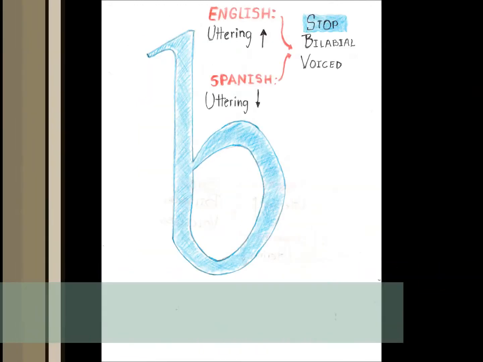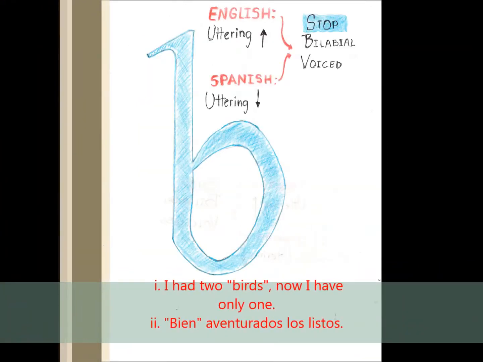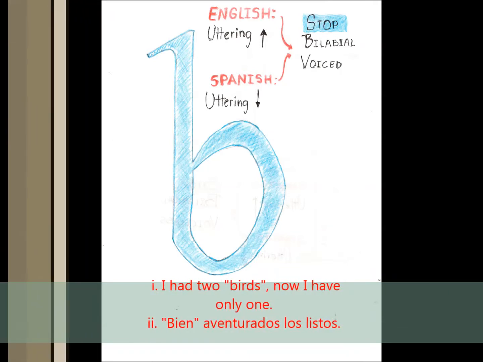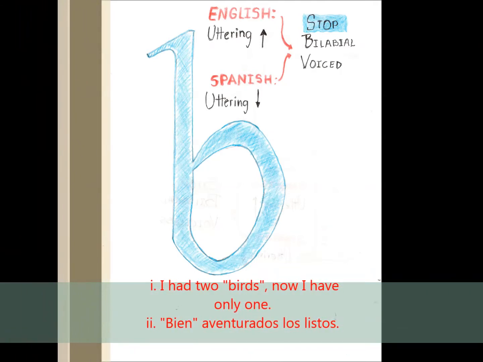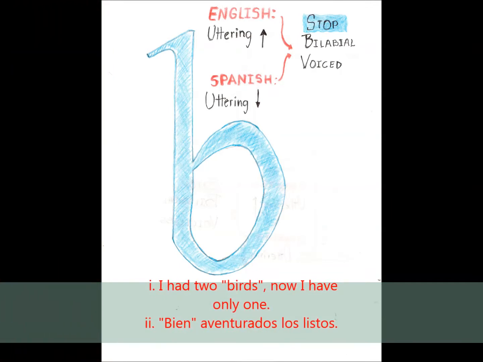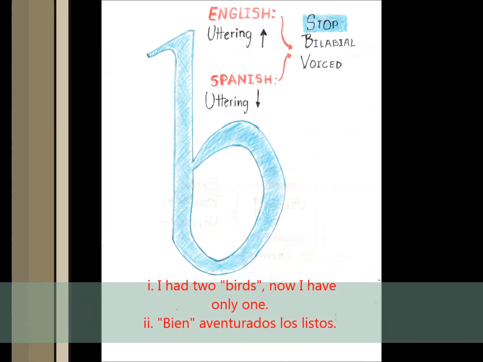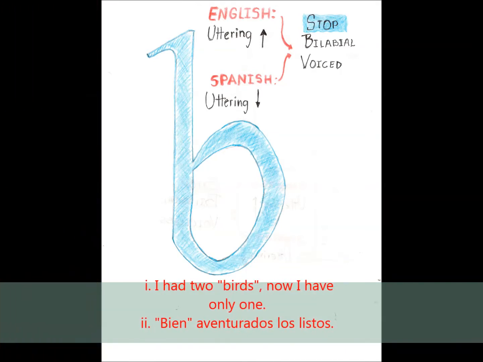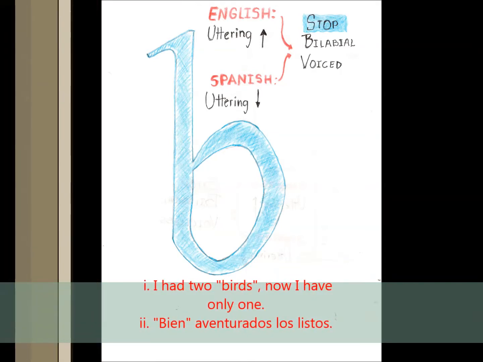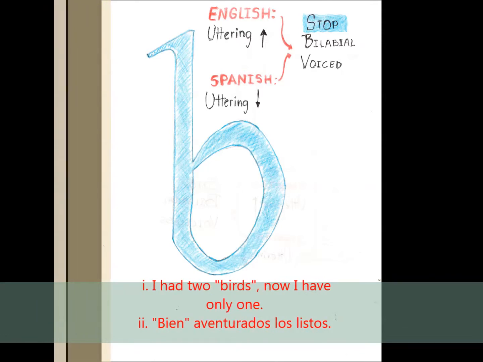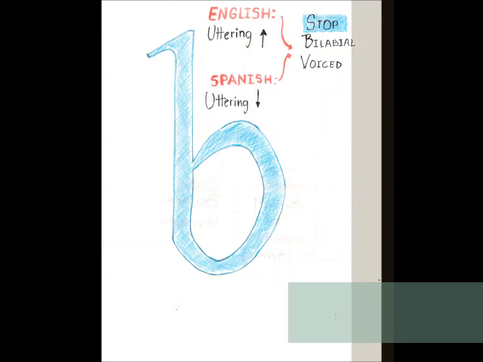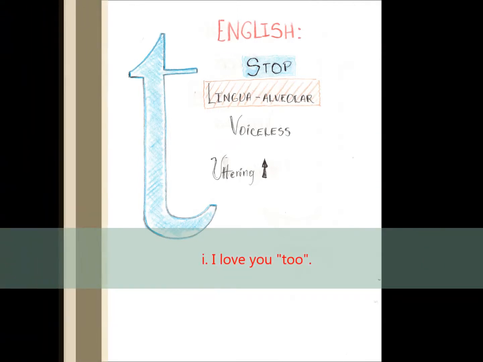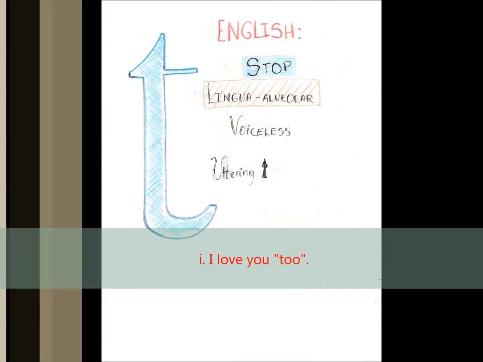I had 2 birds, now I have only 1. Bienaventurados los listos. With this phoneme, the situation is alike. It has the same features: stop, bilabial, and voiced sounds. The difference is established by the strength with which it is uttered in each language. In English, its uttering is stronger. I love you too. En tiempo de guerra, cualquier hueco es trinchera.